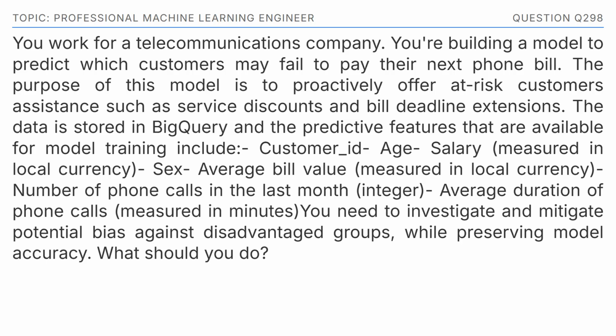The data is stored in BigQuery and the predictive features that are available for model training include customer_ID, age, salary, measured in local currency, sex, average bill value, measured in local currency, number of phone calls in the last month, integer, average duration of phone calls, measured in minutes. You need to investigate and mitigate potential bias against disadvantaged groups, while preserving model accuracy. What should you do?